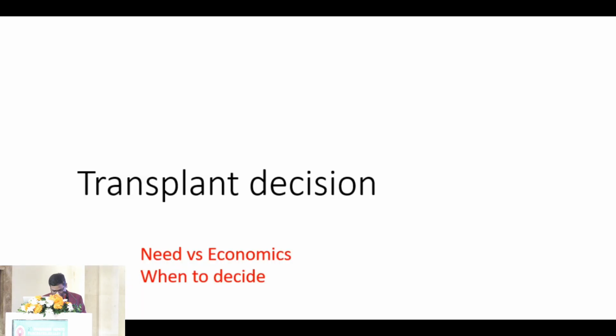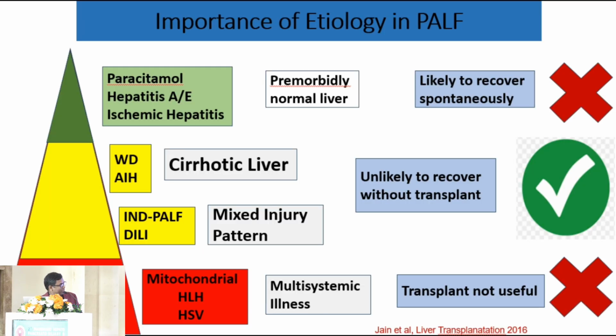Now transplant deficiency, this is the last one. We decide based on etiologies. This is the topmost part, the green one: paracetamol, hepatitis A, E, and ischemic hepatitis. They predominantly have a normal background liver, so they are likely to recover spontaneously. So they most likely will not require a transplant if we can provide them good care.